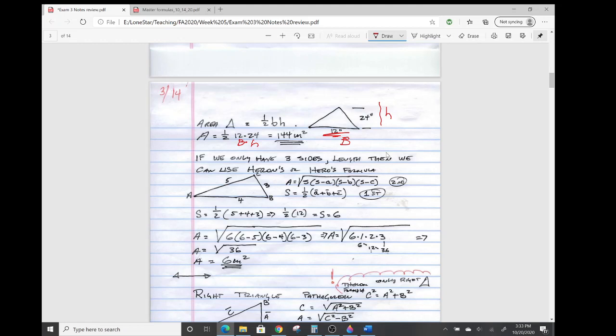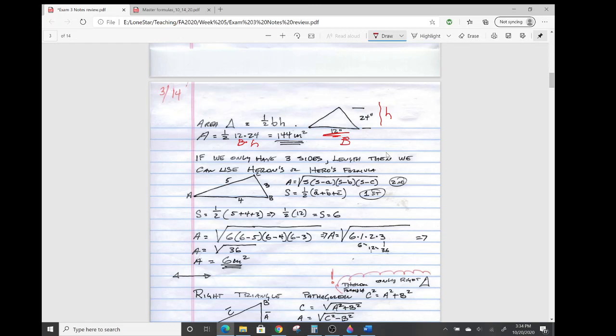It doesn't matter what kind of triangle. If you can figure out what the height is, and you know what the base is, you know what the area of that triangle is. Well, what happens if you only have 3 sides? You only have the lengths of 3 sides, but you don't have the height. So we've got a triangle that's a 4-3-5 triangle, right? So all the sides are different length.